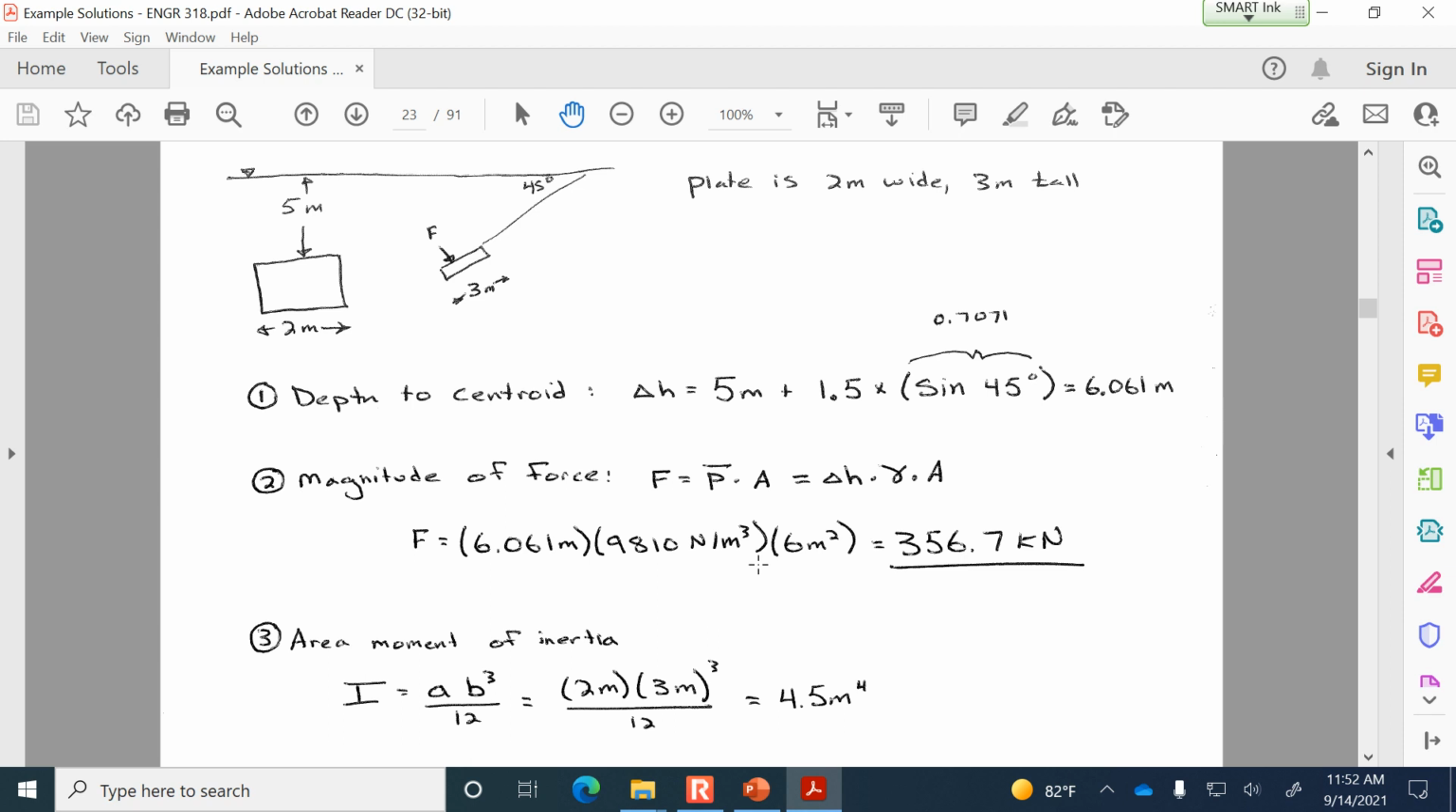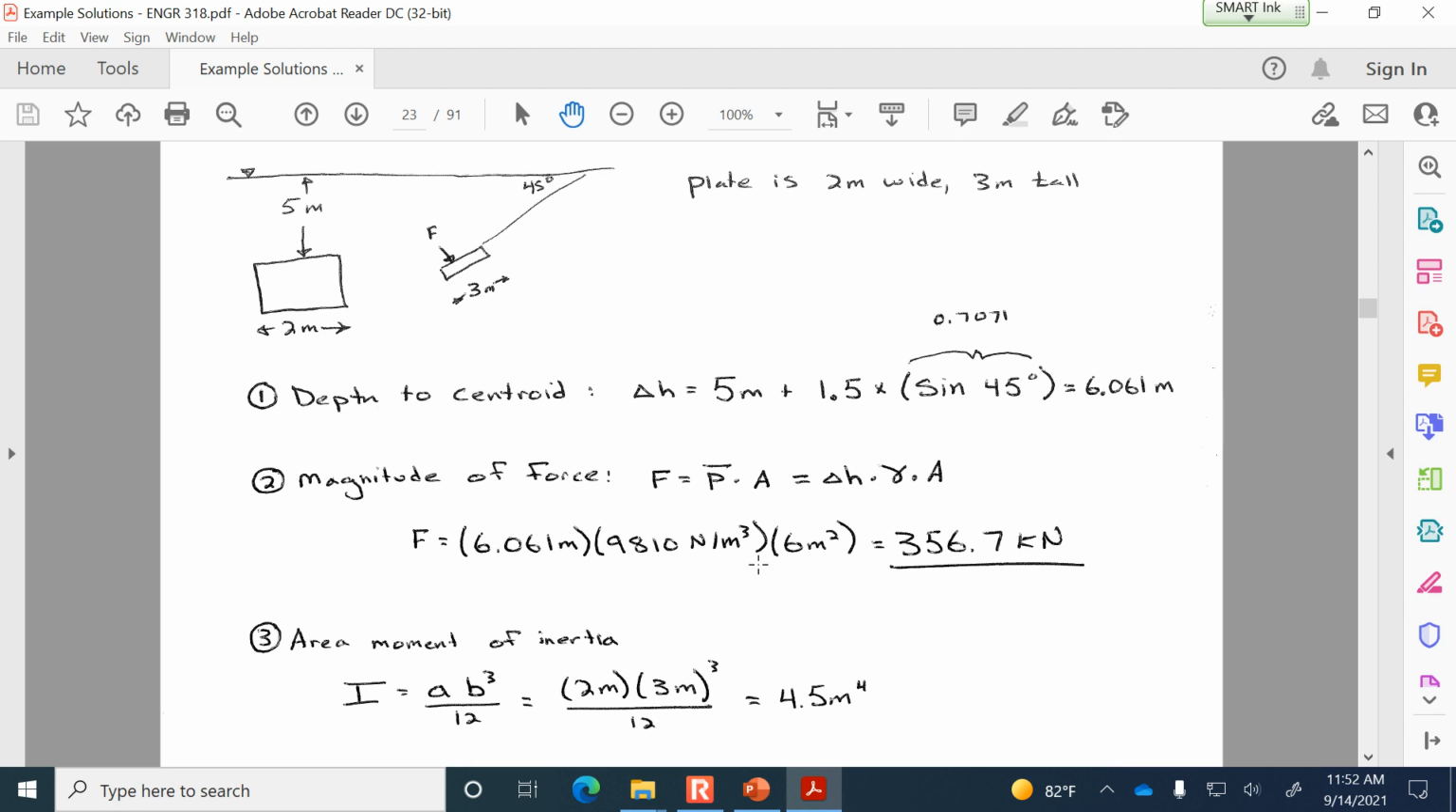Obviously it's got to be 5 meters and a little more. It's just the vertical component of the distance from the top edge to the center of area. It's not the inclined distance we want, it's the vertical distance, and that's why we took into account the angle of its rotation being 45 degrees. So that's part one, determining delta H.